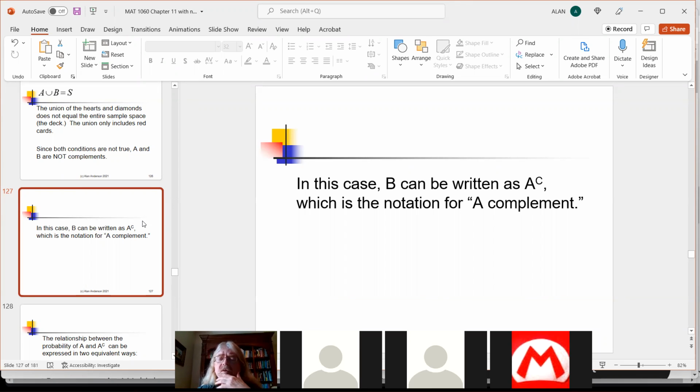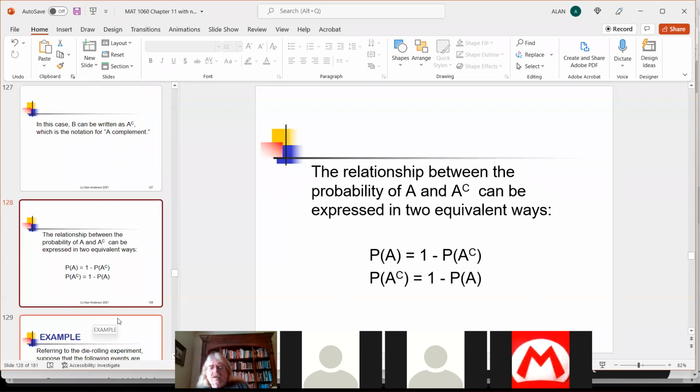And by the way, we're going to prove it too when we see it on Thursday, using all the rules we've seen so far. So you can write it in one of two equivalent ways. Probability of A equals 1 minus the probability of its own complement, or the probability of A complement equals 1 minus the probability of A. They both tell me the same thing.